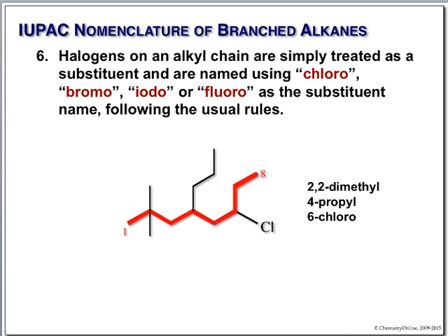Alphabetically, chloro is going to come before methyl, which comes before propyl. We have to say it's an octane, so that's at the end. So I would say 6-chloro dash 2,2-dimethyl dash 4-propyl octane. 6-chloro 2,2-dimethyl 4-propyl octane.